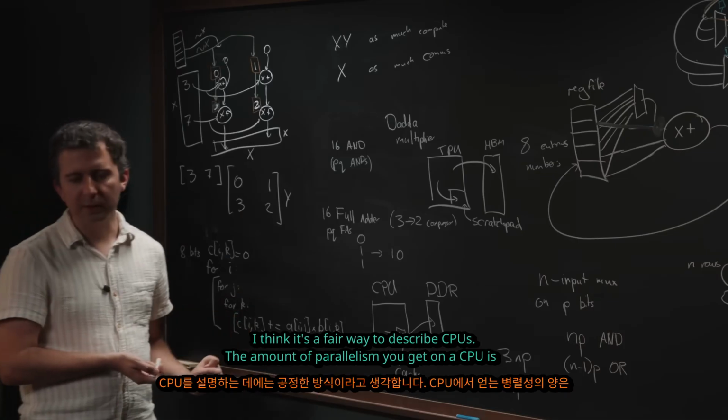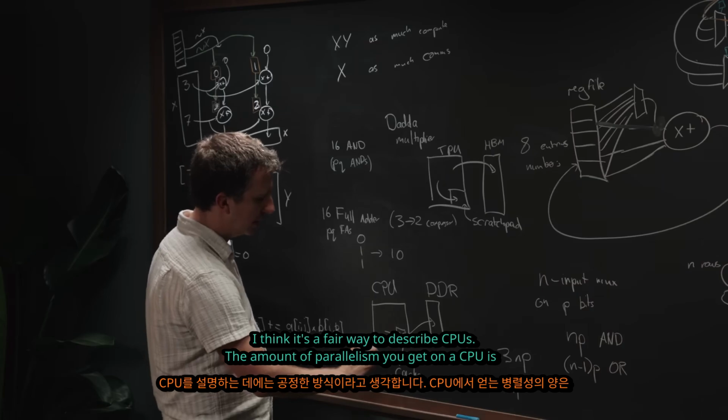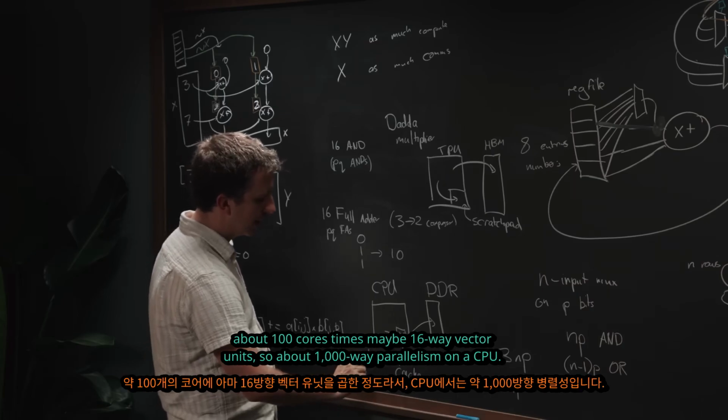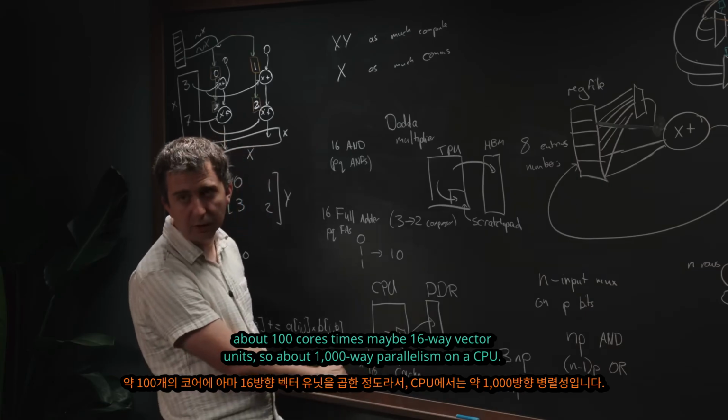I think it's a fair way to describe CPUs. Just the amount of parallelism you get on a CPU is about 100 cores times maybe a 16-way vector unit. So 10^3, about 1,000-way parallelism on a CPU.